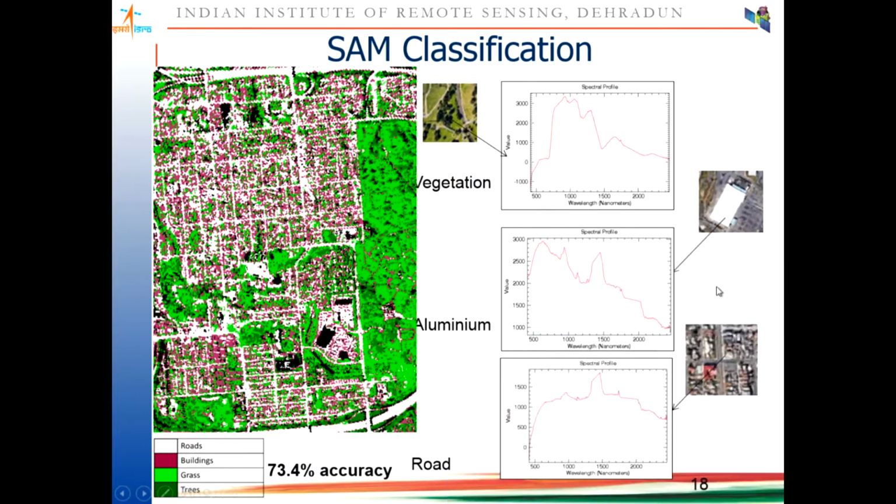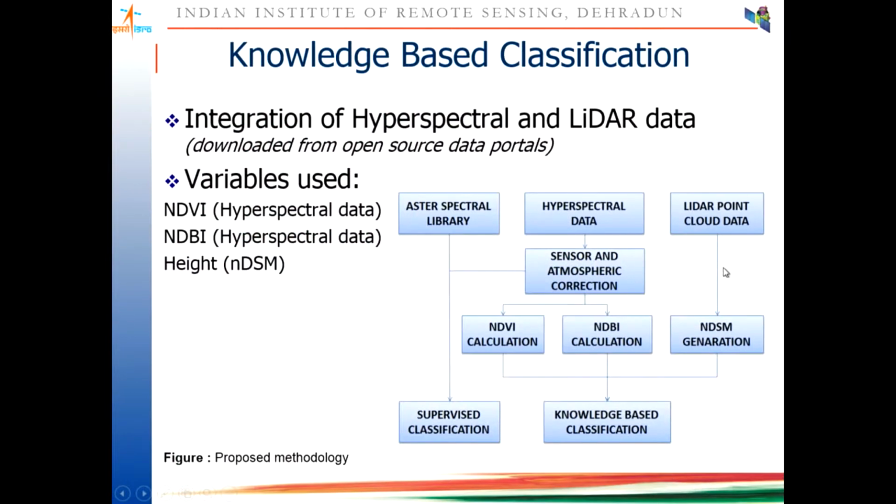Why did we not find very high accuracy? Because of one reason. The height aspect is playing an important role. To include the height aspect, we went with knowledge based classification, wherein we integrated the hyperspectral and the LIDAR data. We had the spectral library, the hyperspectral data, and the LIDAR point cloud data. We did the atmospheric correction and other corrections. We took out certain indices.